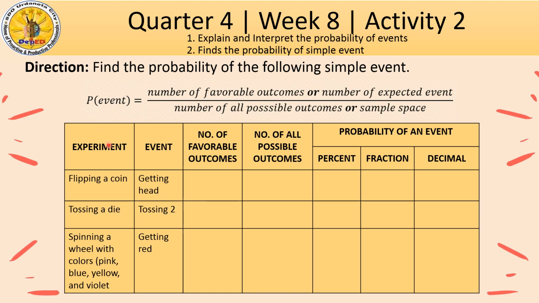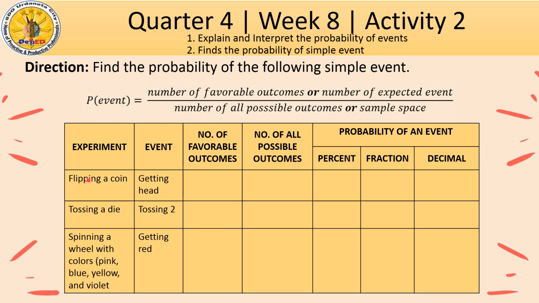For the first column, we have the experiment, and we have 3 experiments here: flipping a coin, tossing a die, spinning a wheel. And for the second column, we have the given events. For the third, we have the number of favorable outcomes, which we will answer, and number of all possible outcomes for the fourth column, which we will also answer. And for the fifth, sixth, and seventh column, that is the probability of an event in percent, fraction, and decimal. So let's start first with flipping a coin.